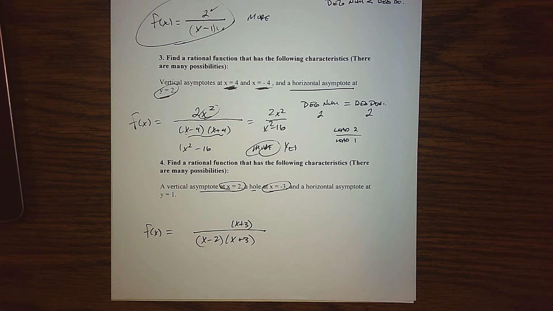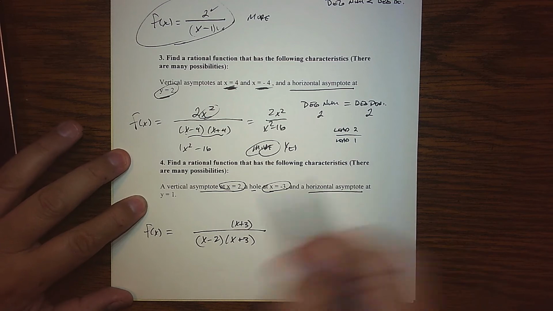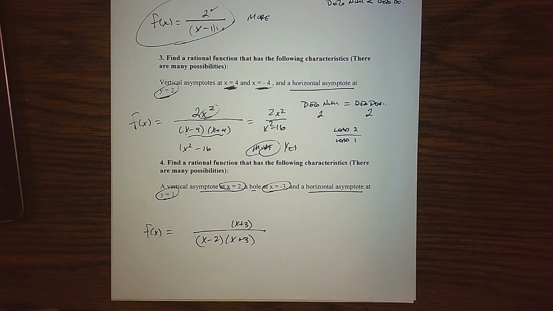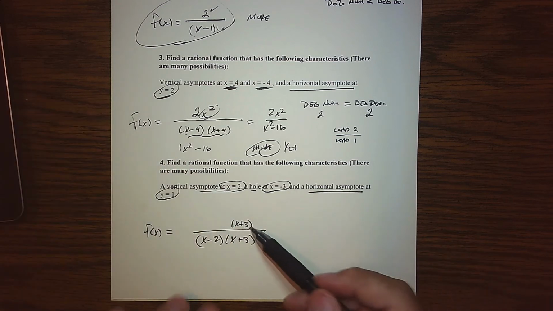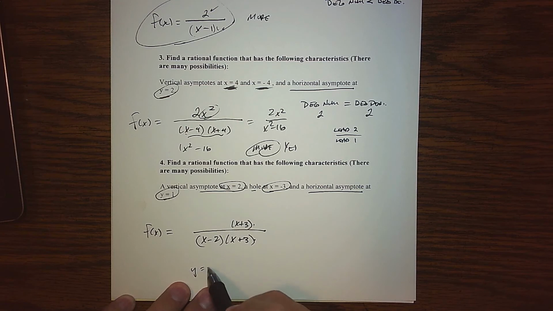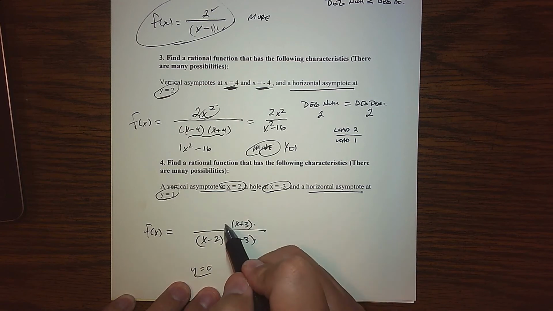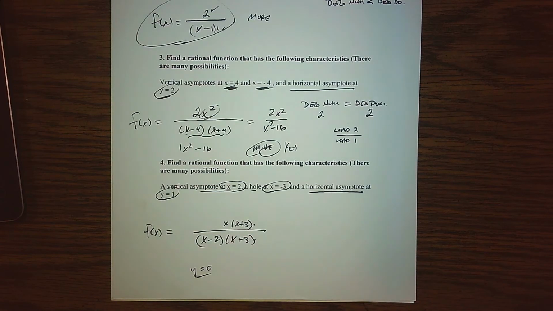All right, so that creates a hole situation when I have the same factor upstairs and downstairs. But then I'm told that the horizontal asymptote is at y equals 1. So if we left it right here, my degree upstairs is less than my degree downstairs, and that would give us a horizontal asymptote of y equals 0. So I need the degree to match. So how about we just simply multiply by x? You could multiply just about anything else, but that gets the job done.